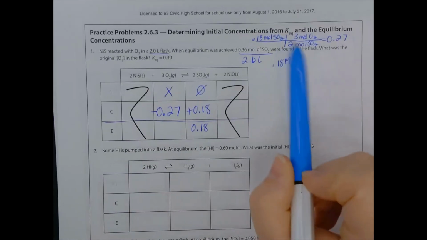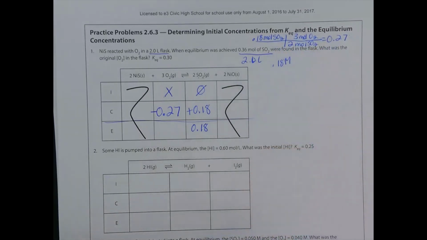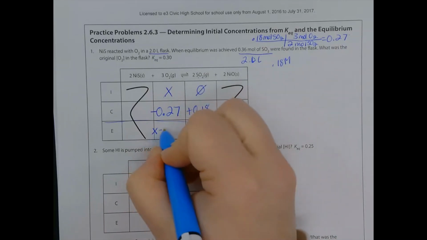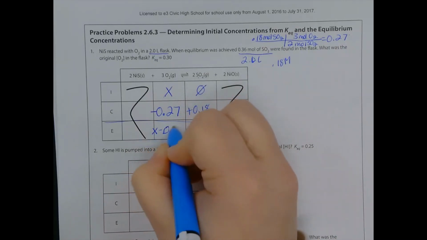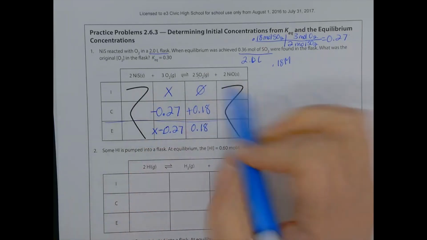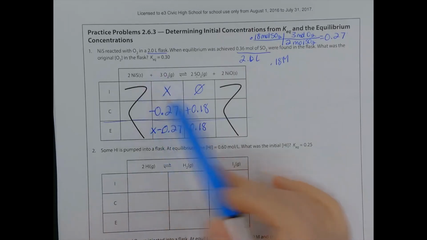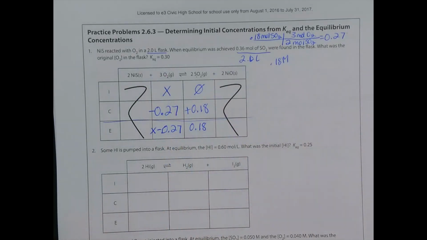Okay. So that's an easy way. You can kind of do a side mole ratio to help you out there. So we've got X minus 0.27 as our equilibrium amount, and we've got our 0.18 for SO2. So we need to find our X value here. We've got to find what that initial concentration of oxygen was.